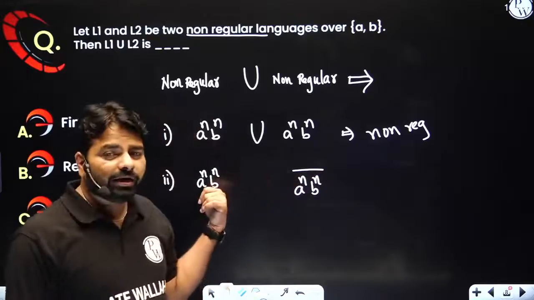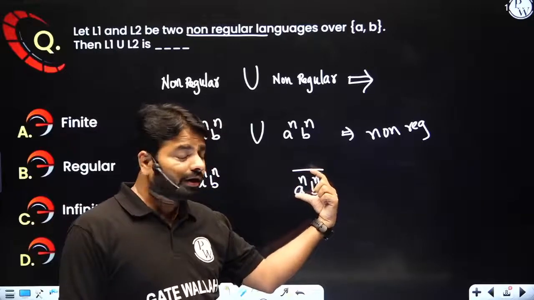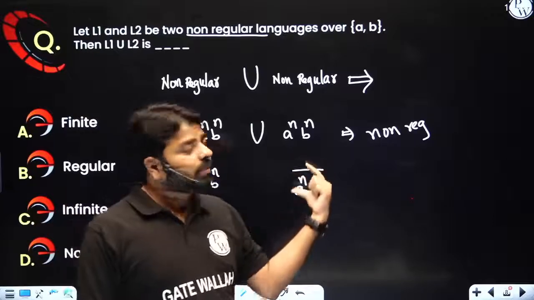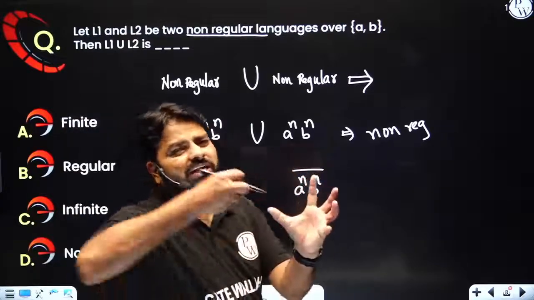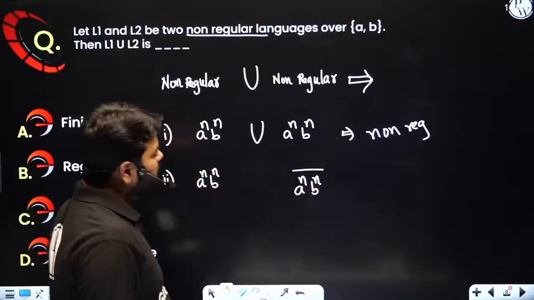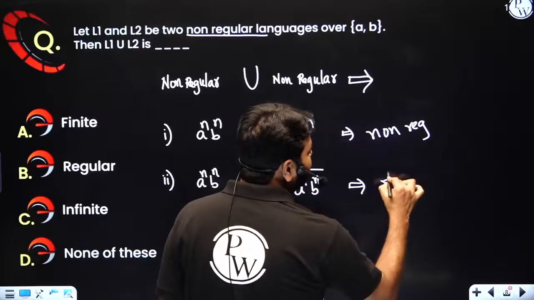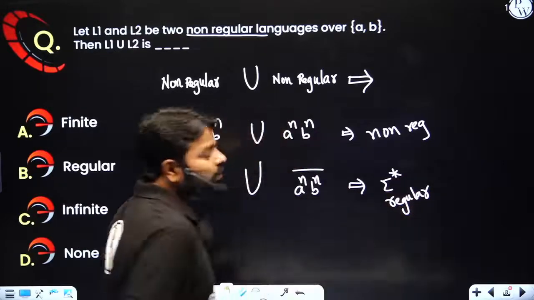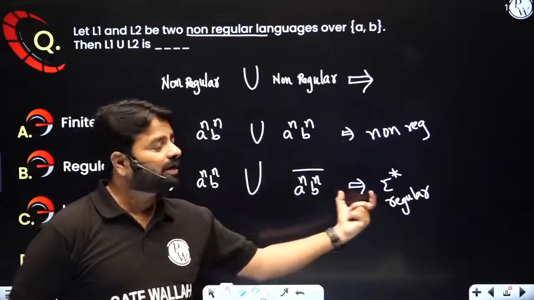a^n b^n is non-regular, and its complement is also non-regular. Both are non-regular. Complement in the sense that from sigma star you delete the a^n b^n strings. And when you do the union, you will get sigma star. That is regular. See, even though you did the union of two non-regular languages, you may get a regular language.